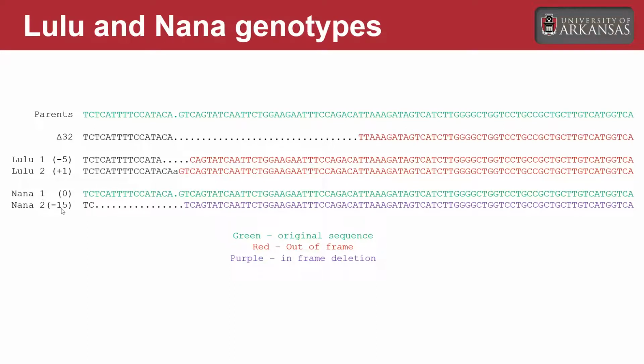Then very curiously, there was a copy that has 15 bases missing. So 15 is divisible by 3. So that's why I put this in purple instead of red. That is now a new protein that no one has ever seen before. It's missing 5 amino acids. It looks a lot like a CCR5 protein with an important piece missing.